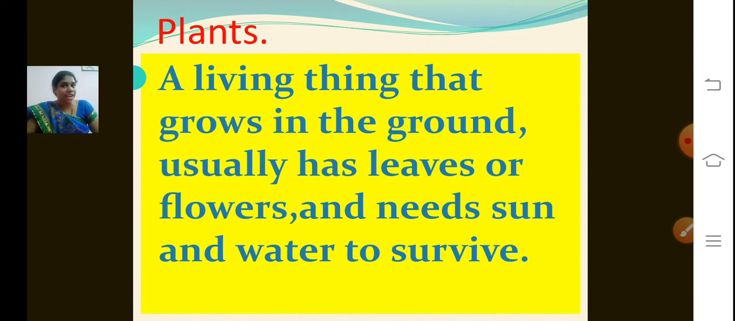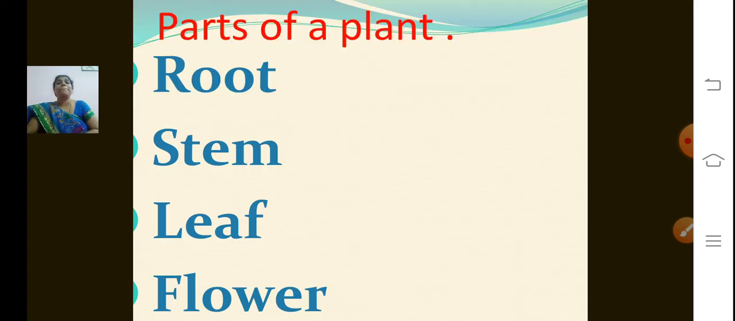So we know what plants are now. A plant is a living thing. Where does it grow? It grows in the ground. And it needs sunlight and water to survive. Now let's see parts of a plant. What are we going to see today? Parts of a plant. Shall we see that now?